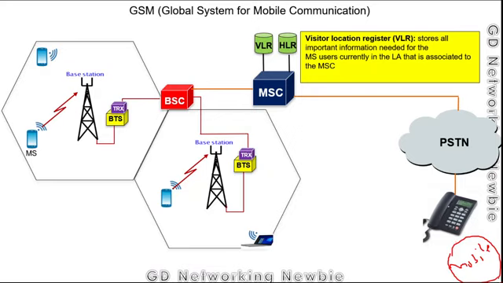So in this case, we will be a visitor in that area, so we will have certain numbers. That information about visitors is saved in this VLR, the visitor location register. So all important information needed for mobile users currently in the location area that is associated to the mobile switching center is kept there. That is the visitor location register, for whoever is visiting.